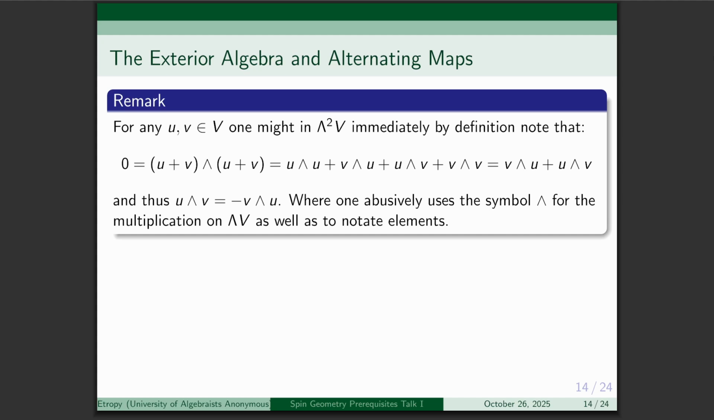So again, there's some abuse of notation going on that we have to be a little bit careful of, especially if somebody's first seeing these concepts. Just like with the tensor product, this wedge here is used for two purposes. One as the multiplication on the exterior powers or the exterior algebra of a vector space, and one for notating the elements, just completing an analogy with the tensor algebra.